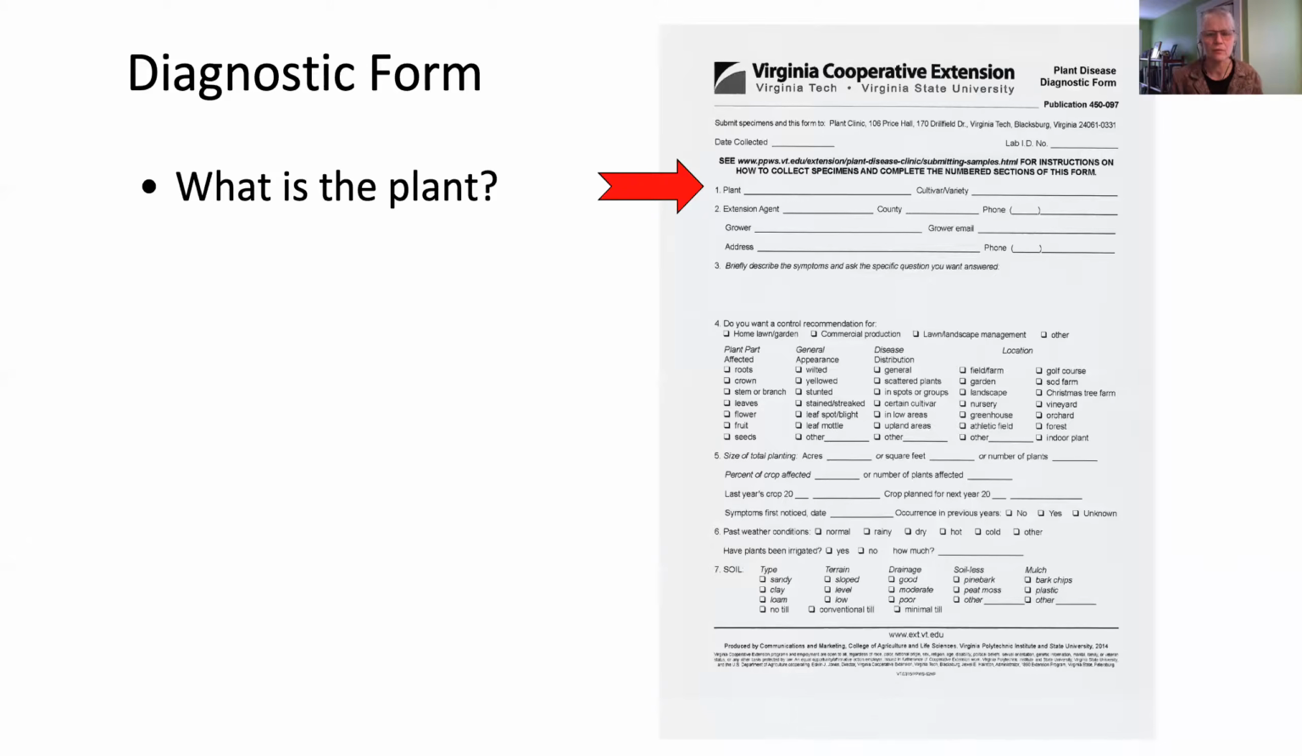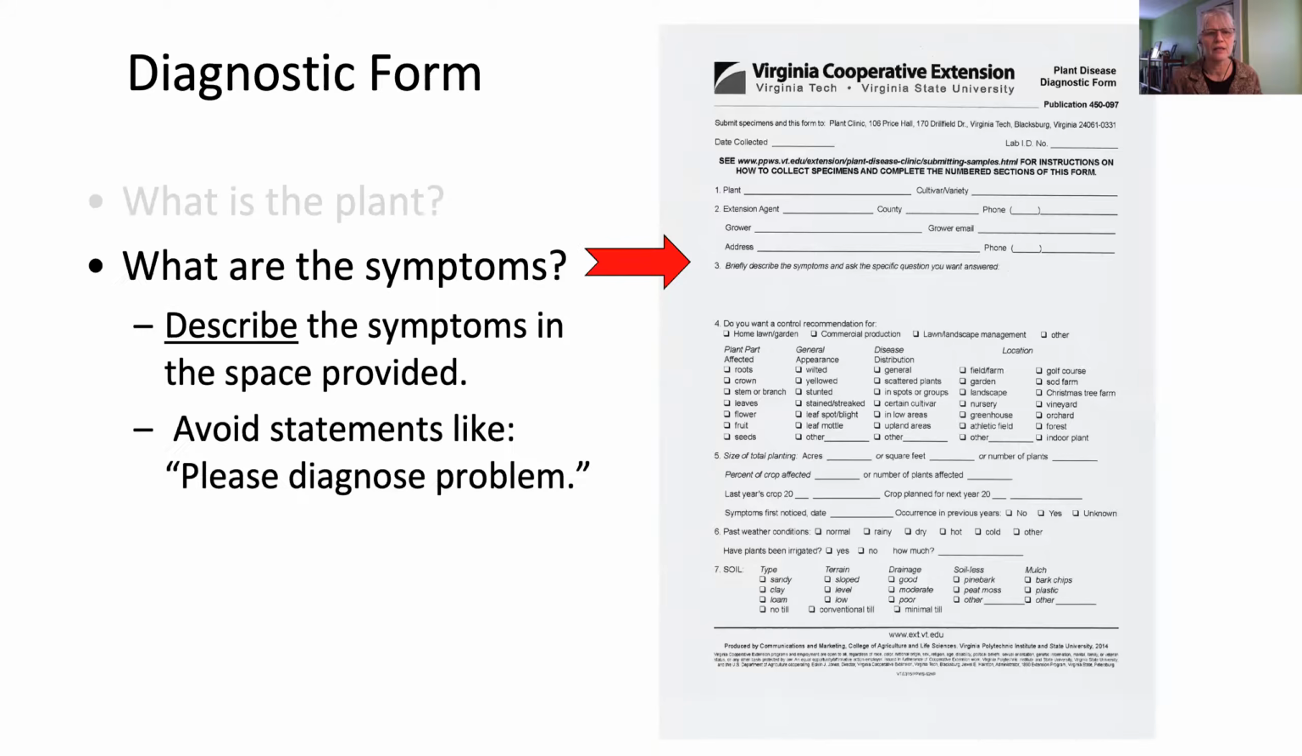And, obviously you want to put what the plant is. Maybe you don't know, but hopefully you do. And that is helpful. If we see that you've identified it as the wrong plant, we will correct that. But definitely put the plant name in there. You want to describe the symptoms that you're seeing to us in part 3 of that form.